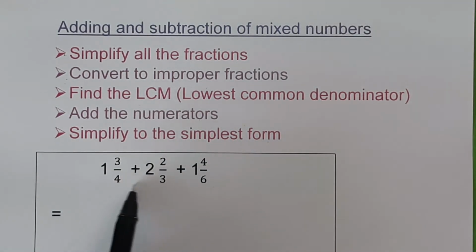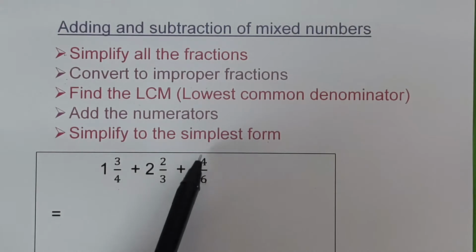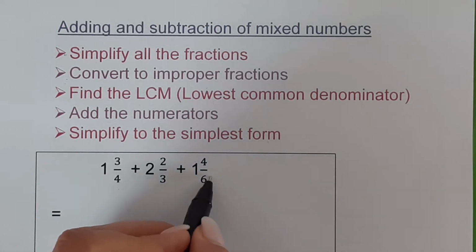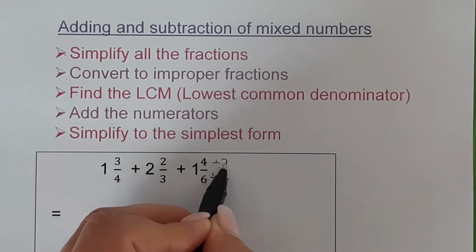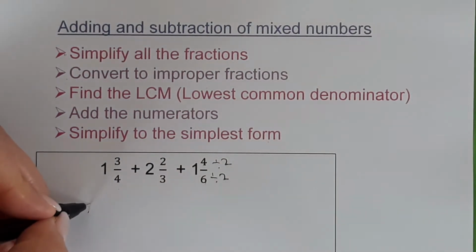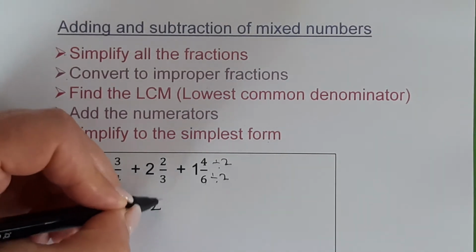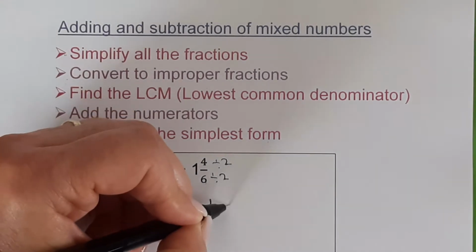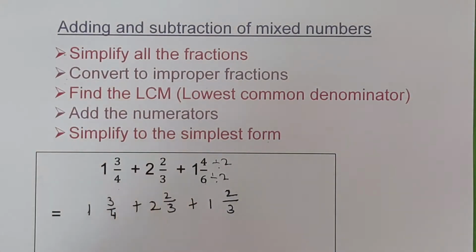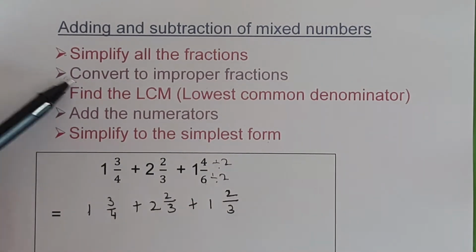If you look at this fraction here, this one is already in the simplest form, but I can simplify the 6/8. I can divide both of them by 2, divide by 2. So that leaves me with 1 3/4 plus 2 2/3 plus 1 2/3. My next step is convert to improper fractions.